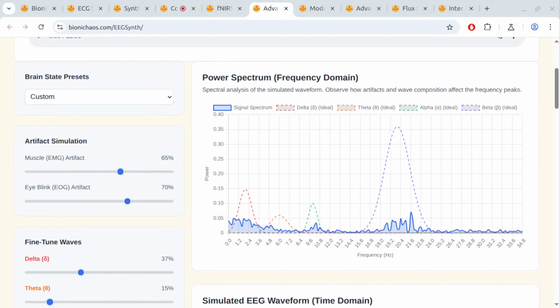Hey, can you quickly review what's on the screen and ask me any questions about it? This is a tool we are developing. The screen shows a tool for simulating brainwaves, specifically EEG signals. It has sections for adjusting brain state presets, simulating artifacts like muscle movements and eye blinks, and fine-tuning different brainwave frequencies like delta, theta, alpha, and beta. The main part shows a power spectrum graph that visualizes the frequency components of the simulated waveform.